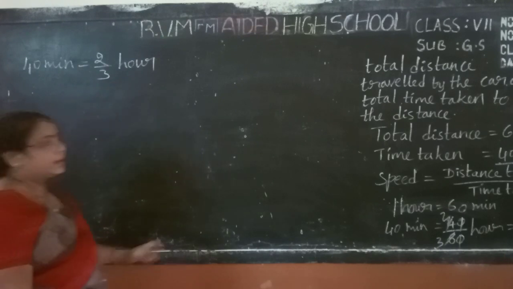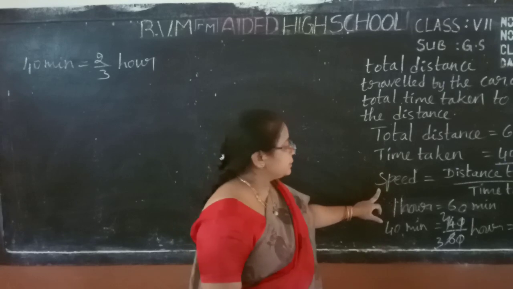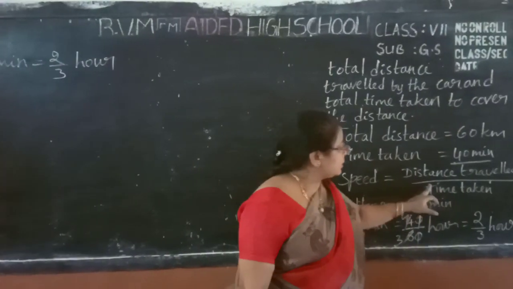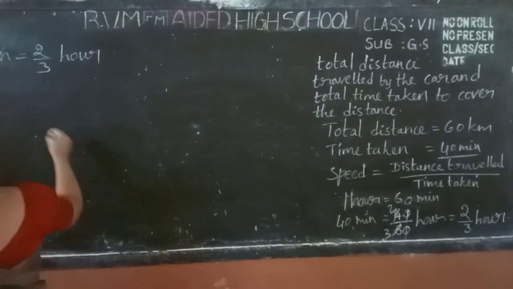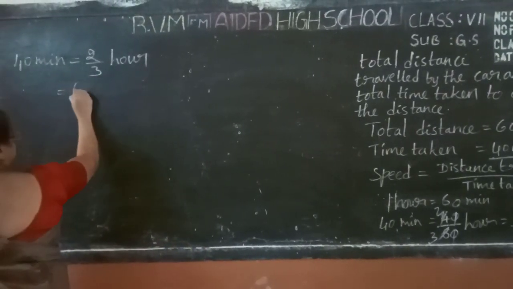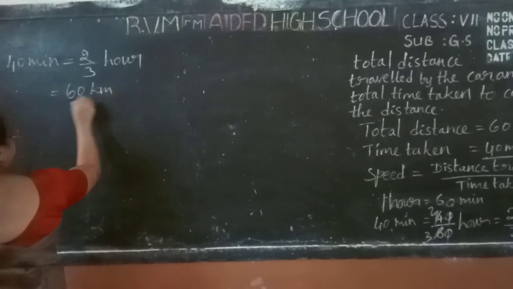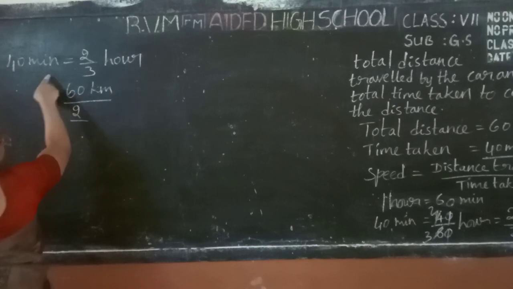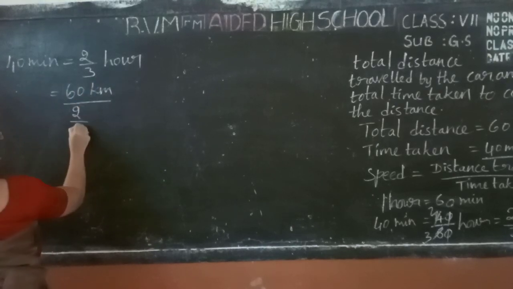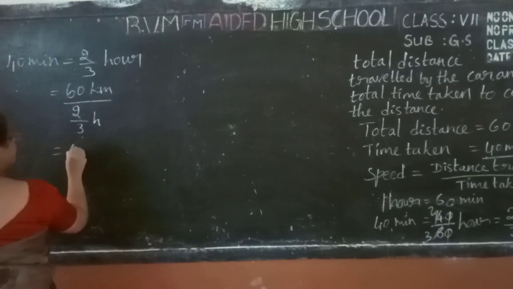Okay, what is the speed of the vehicle? What is the formula to find the speed of the vehicle? Speed equals distance traveled divided by time taken. What is the total distance traveled by the vehicle? 60 kilometers divided by the time taken, 2 by 3, since 40 minutes changes into 2 by 3 hour. Now we have to calculate this.